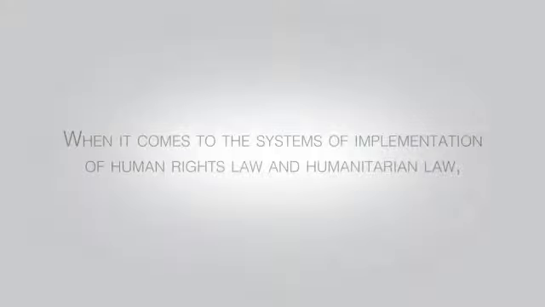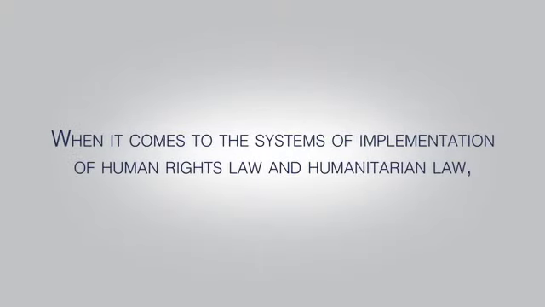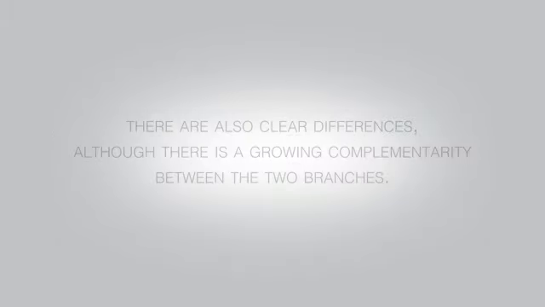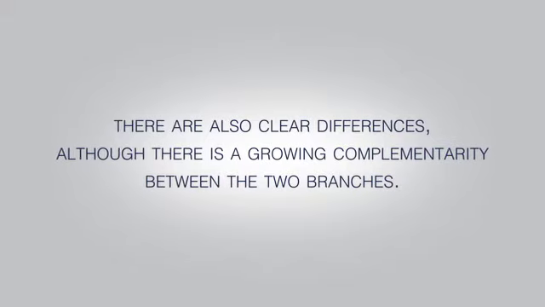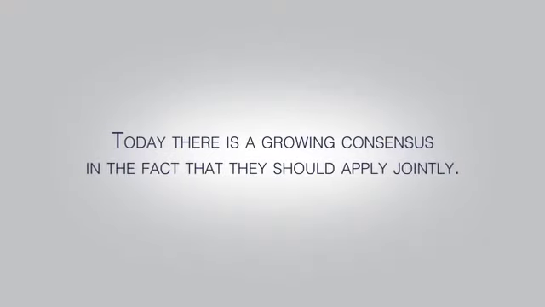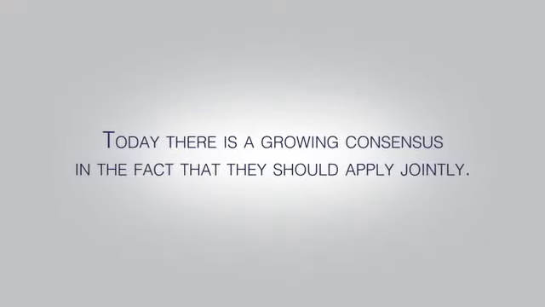rules. When it comes to the systems of implementation of human rights law and humanitarian law, there are also clear differences, although there is a growing complementarity between the two branches. For a number of decades, the two sets of provisions were considered as completely separate. Today, there is a growing consensus that they should apply jointly, even in the field of their respective implementation. Common mechanisms should be resorted to, and in reality, this is the case.